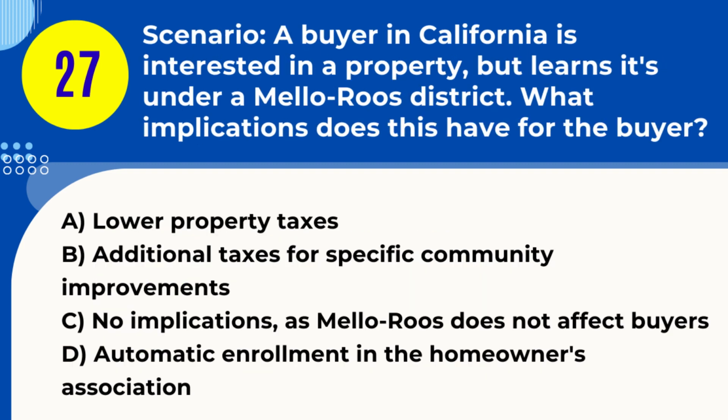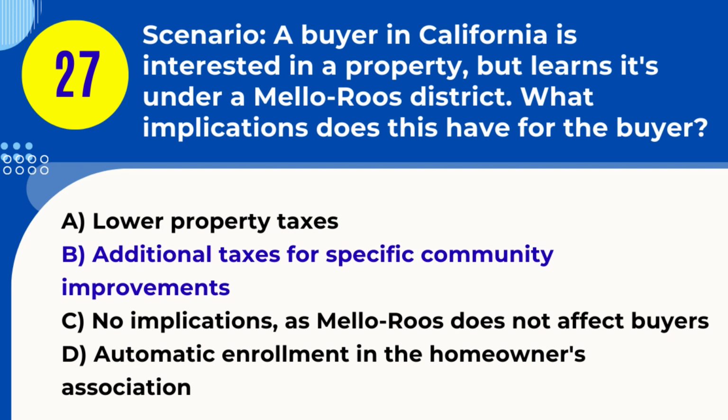Question 27. Scenario: A buyer in California is interested in a property, but learns it's under a Mello-Roos district. What implications does this have for the buyer? A. Lower property taxes. B. Additional taxes for specific community improvements. C. No implications, as Mello-Roos does not affect buyers. D. Automatic enrollment in the Homeowners Association.